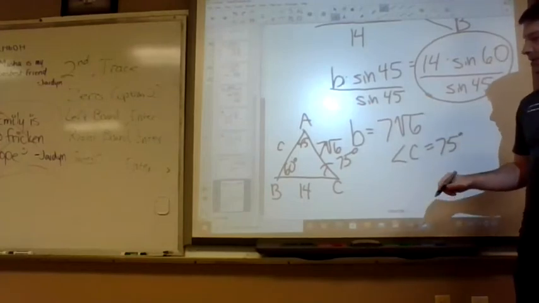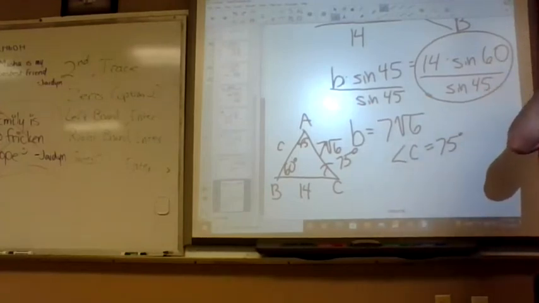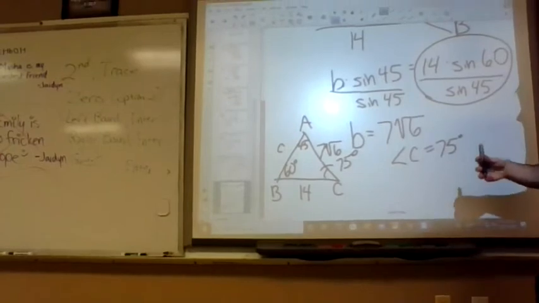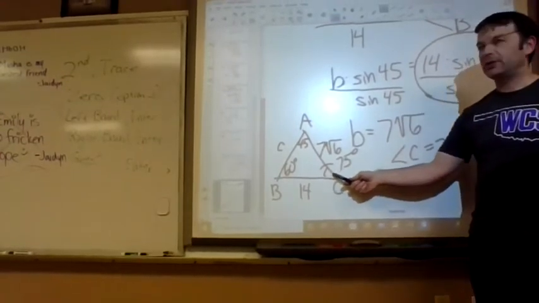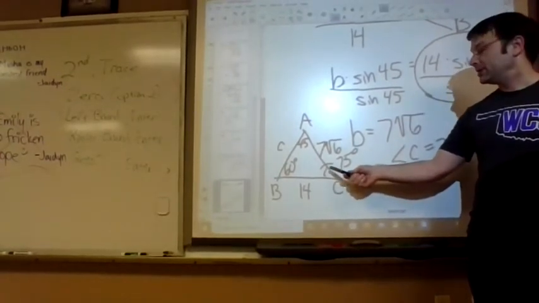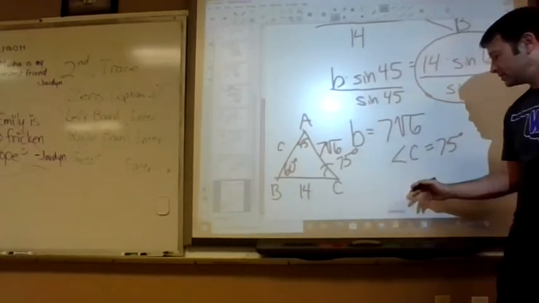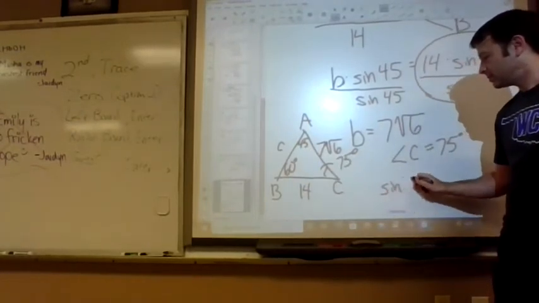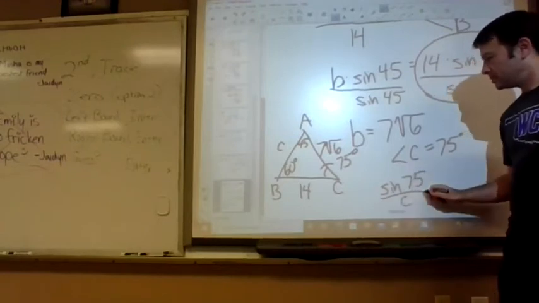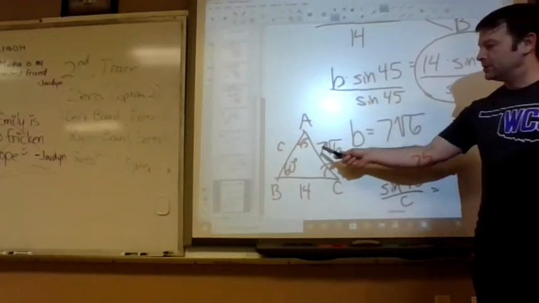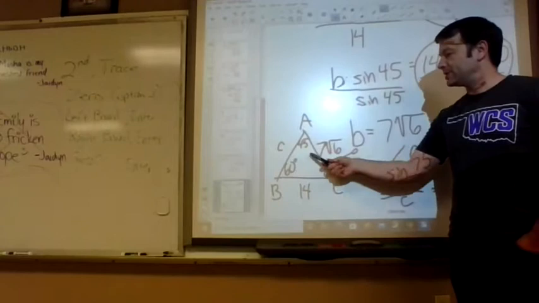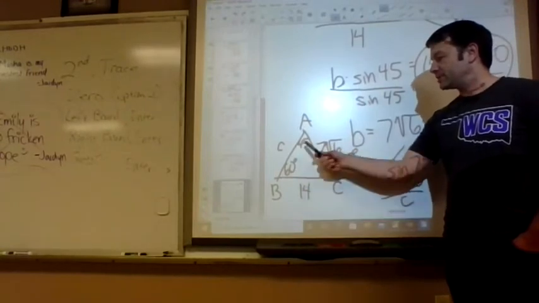Pythagorean theorem. No, no. Pythagorean theorem only works in right triangles. So we're going to use the law of sines again. So sine of 75 over C equals, opposite, you could do sine of 60 over this or sine of 45 over this. Let's do sine of 45.